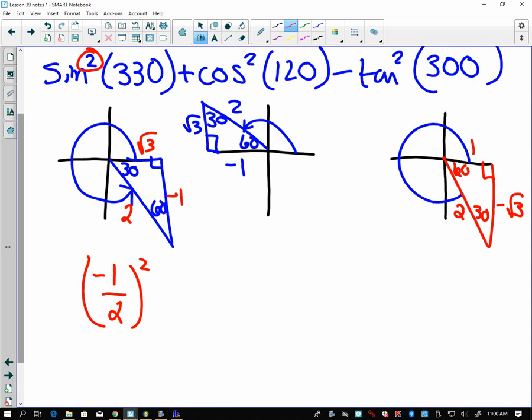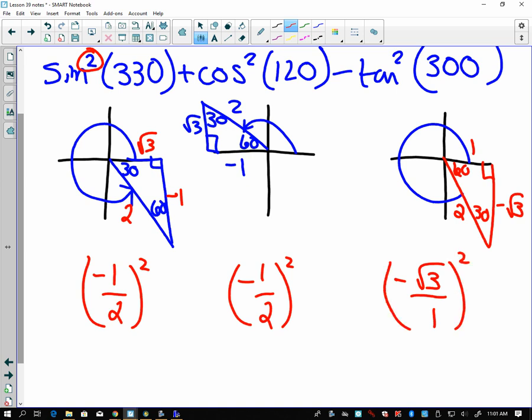Cosine is negative 1 over 2, right? Adjacent over hypotenuse, negative 1 over 2 squared. And then on this one, opposite over adjacent, negative radical 3 over 1 squared, right? Now, I'm going to go ahead and bring down my operations. There's a negative there. There's a plus here, correct?